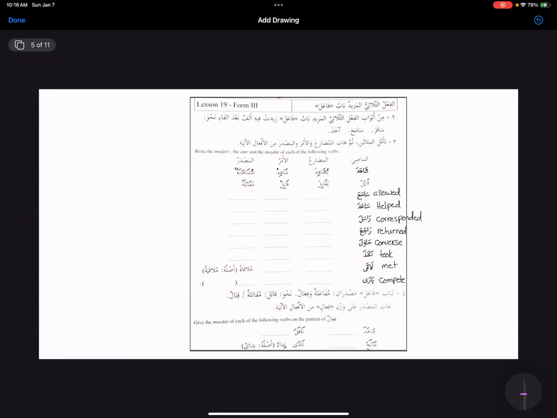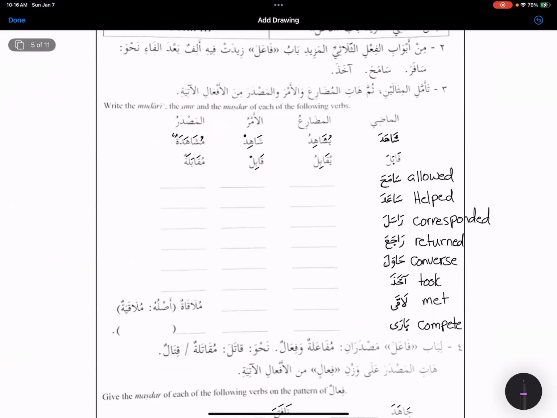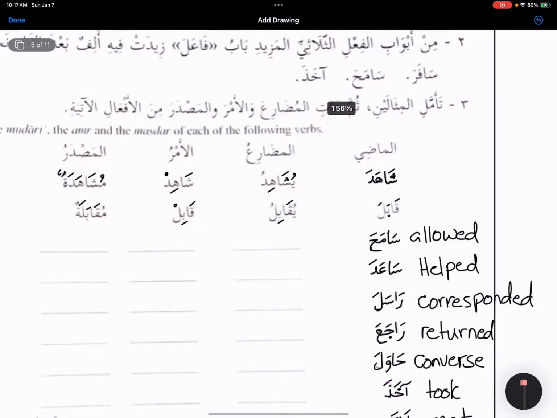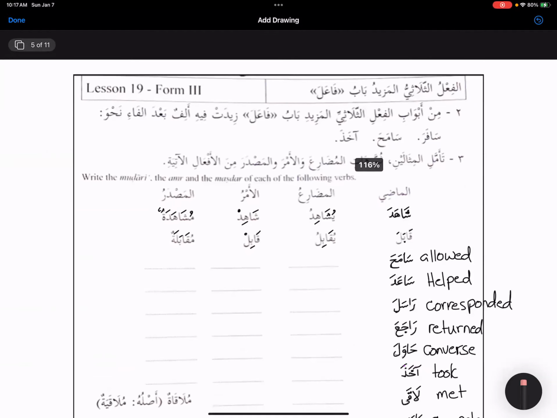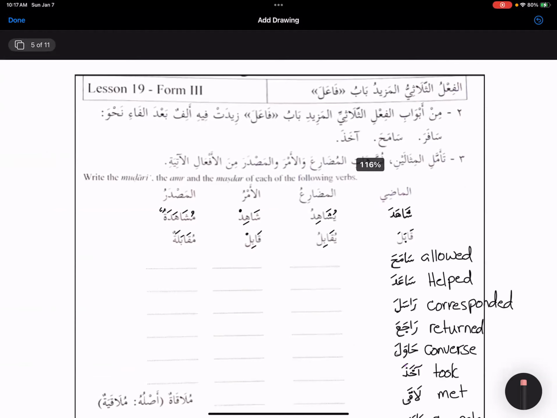Okay, now we need to get familiar with reading the Arabic text as well, right? So this Arabic text is explaining al-fi'lu thulathiyyu al-mazid bab fa'ala. What does that mean? From thulathi mazid, bab 2.